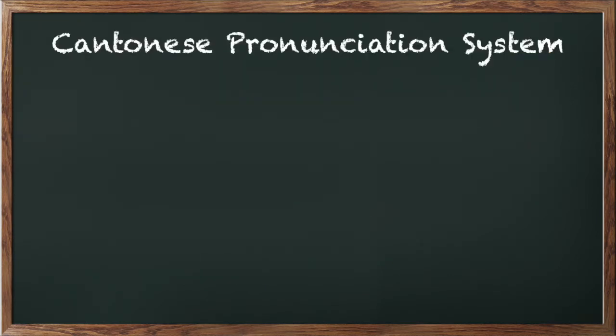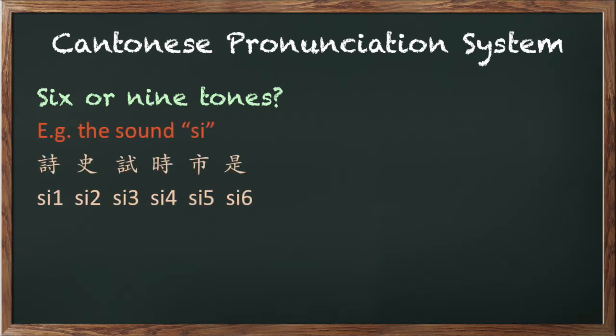If you have read Jyutping a lot, you may find that the tone is always from 1 to 6. Is this the reason some people say Cantonese has only 6 tones, not 9 tones? Let me use examples to illustrate the tone system. The most commonly used example is si.